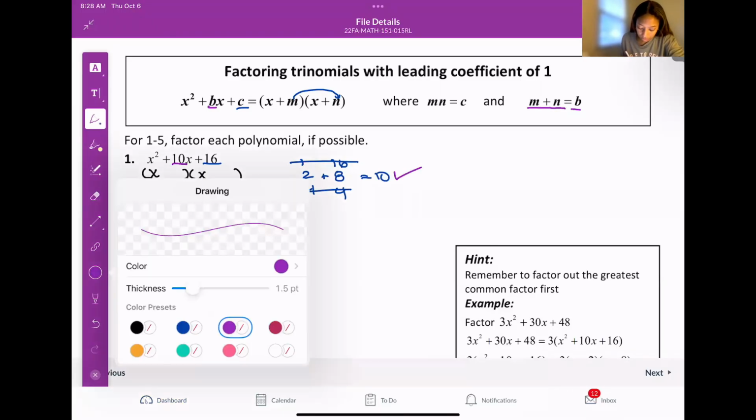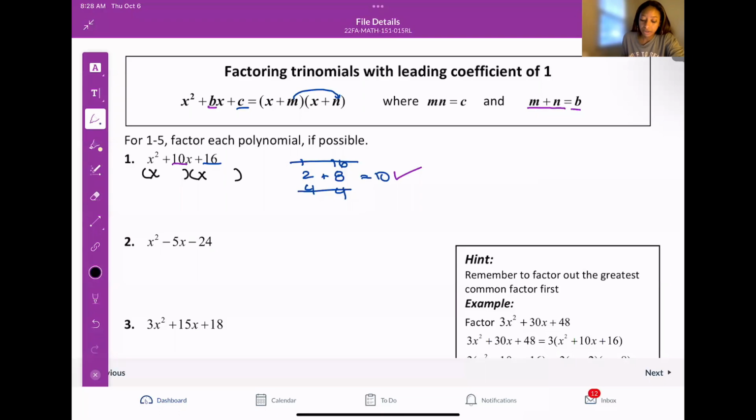Our 2 numbers, or our m and n, I'll say, are 2 and 8. It doesn't matter which one you call m and which one you call n. So this would be x plus 2 times x plus 8. And that's it. We'll stop here because we're just trying to factor this as much as possible.